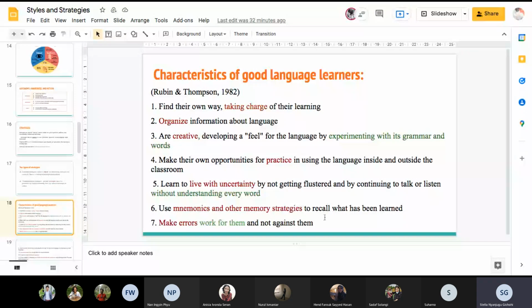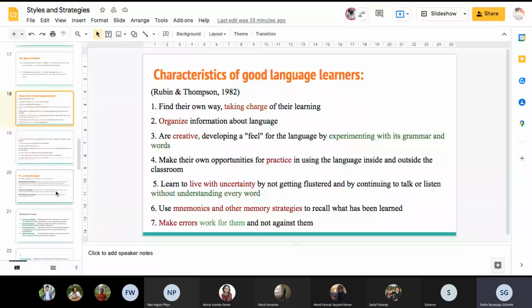Then number seven, they make errors. Yes, that's one thing. But these errors work for them, not against them. So they use these errors so that they can learn more. So those are the first 7 characteristics of a language learner.